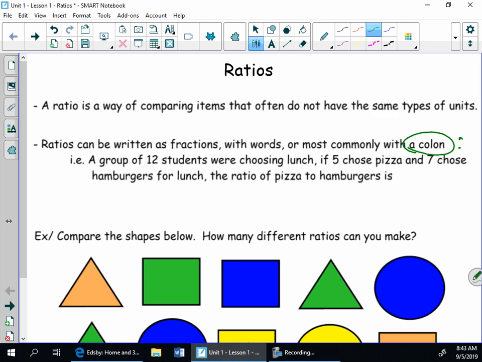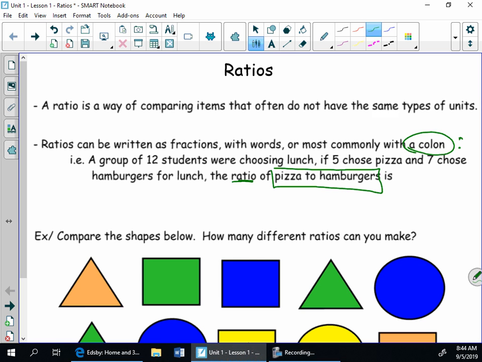Okay. So for example, we had a group of 12 students and they're choosing lunch. 5 chose pizza, 7 chose hamburgers. The different ways you could write them are relating the 5 to the 7. Now, the question tells us what order to write these in. In ratios, it's really important which order you go in. So it says pizza to hamburgers.